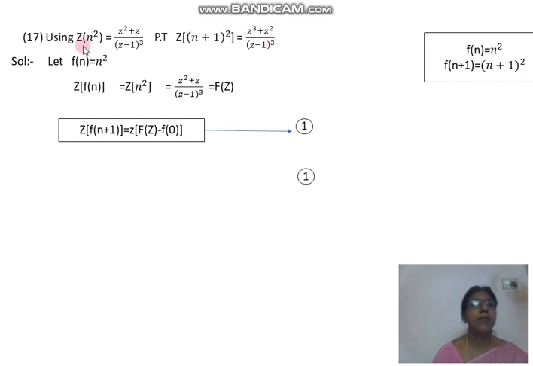See here, always the Z transform of n² on the LHS, the Z transform is a capital letter, and its value, the Z transform of the n function, its value is in z terms which are small z's.